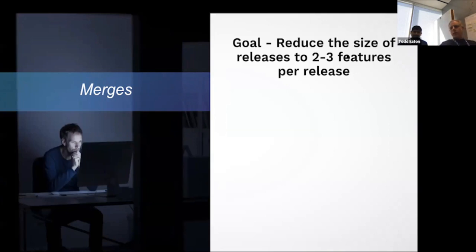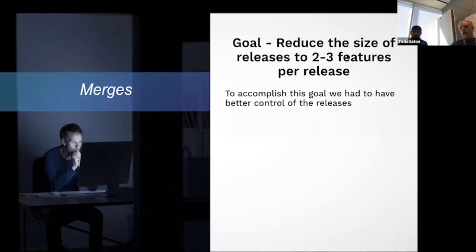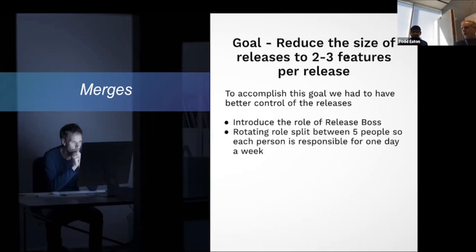Our goal was to reduce the size of the releases to 2 to 3 features per release. To accomplish that goal, we had to have better control of our releases and actually put some guardrails around it. Our first step was we introduced the role of the release boss. Now for us, the release boss is actually a role that's split among multiple people. It's split among 5 people right now, and people are responsible for 1 day a week. So they have their schedule.